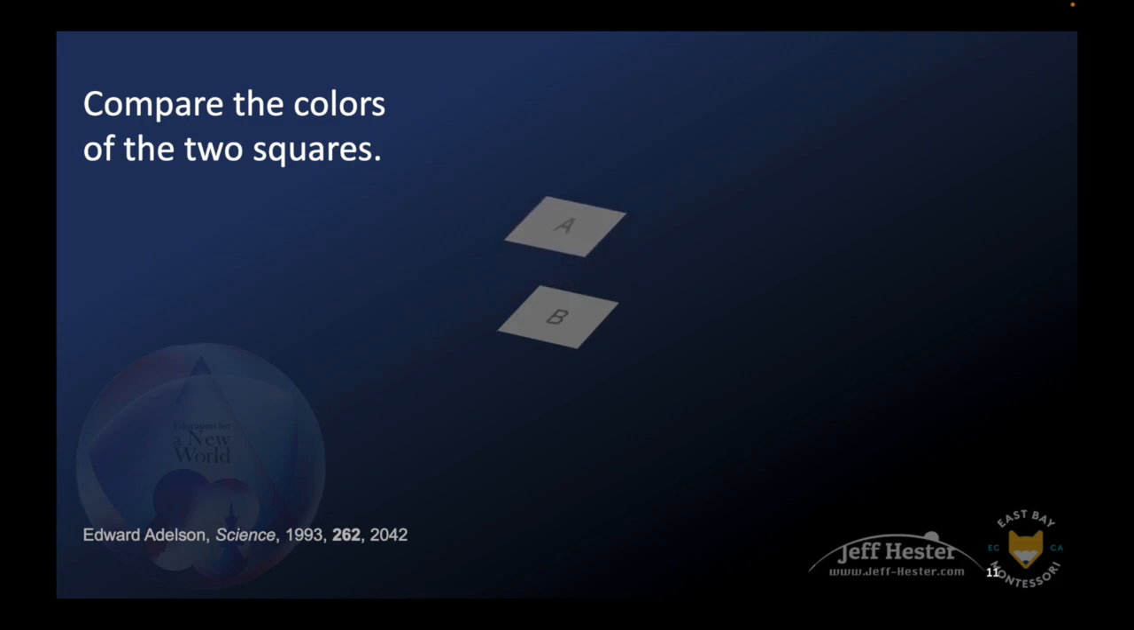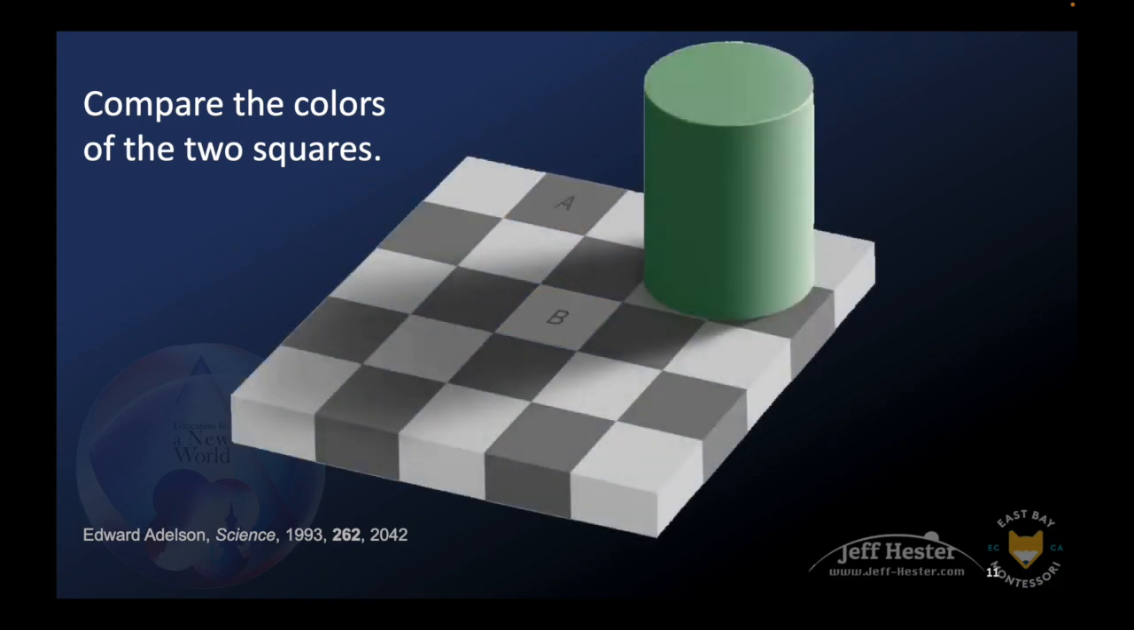But now what happens if we take these two squares and we put them in a different context? Now those two squares are part of a checkerboard. Square B is sitting there in the shadow of the cylinder. If you look at those, they're exactly the same two squares, but now I assure you that you see A as being darker than B. If we just perceive the world, they're the same color. Objectively, they're the same color.